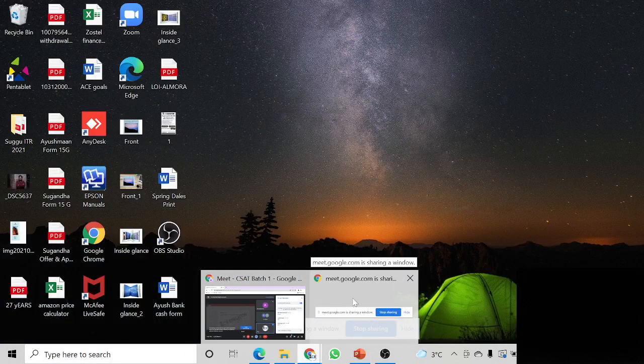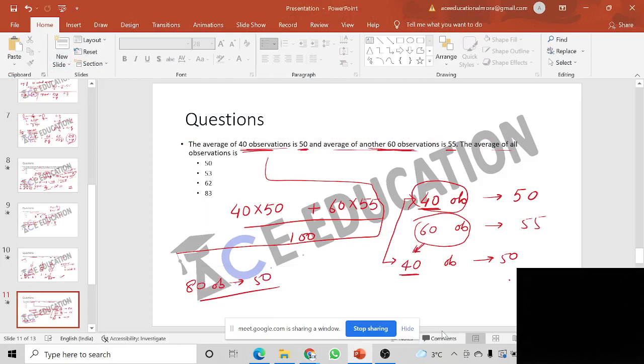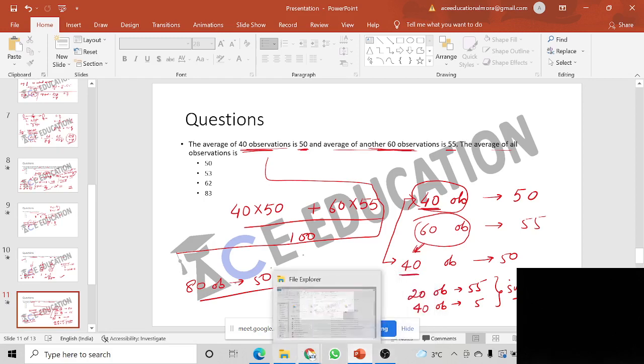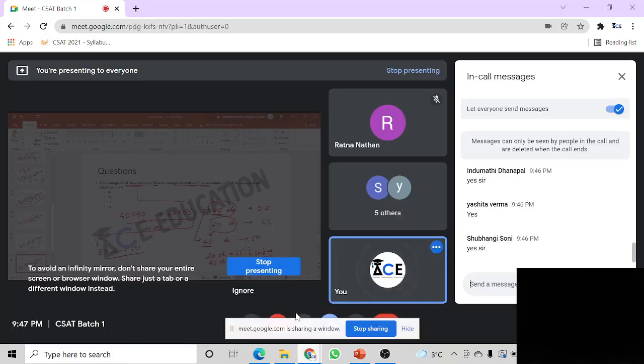Then I am left with 20 observations with 55, and I am left with 40 observations with 5. This is my surplus. Is everybody okay? Or do you want me to repeat this?